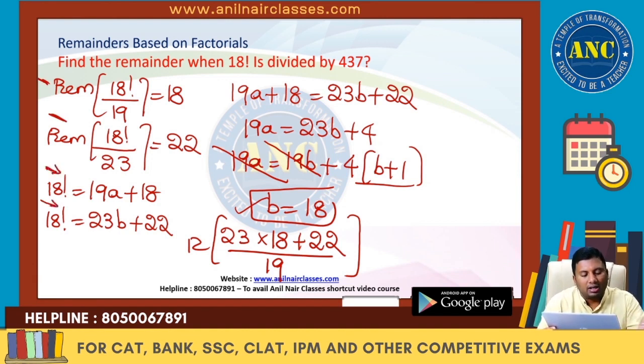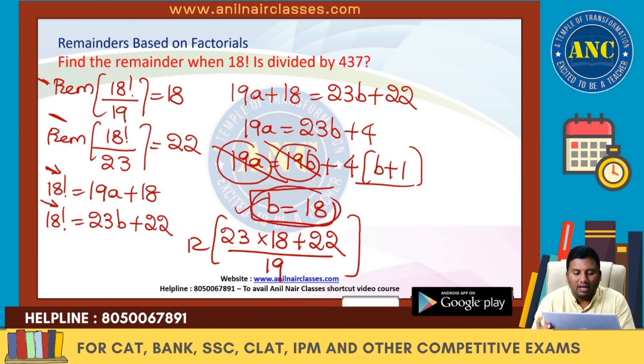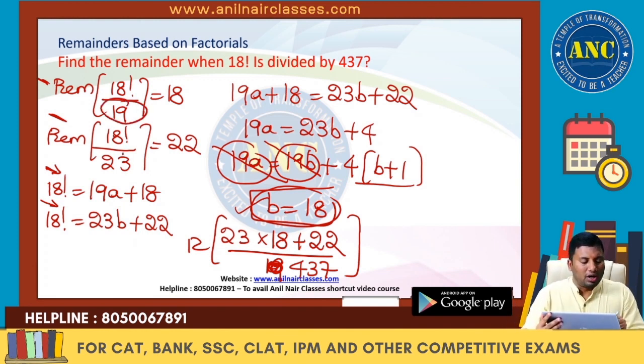19a plus 18, 23b plus 22, 23b plus 4. 19a is 19b plus 4 into b plus 1. Divisible by 19, divisible by 19. B is 18. If B is 18, 23 into 18 plus 22 divided by, not 19, divided by 437. Whatever the value that you get, that itself is the answer. This question is a combination of the product of two prime numbers 19 and 23. I hope the logic is clear.